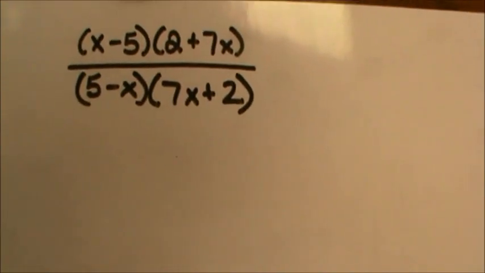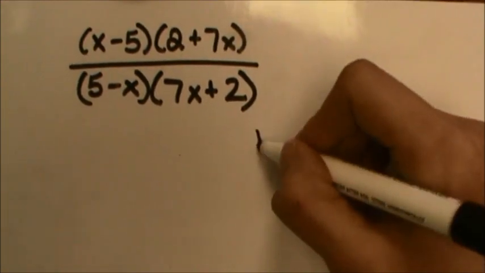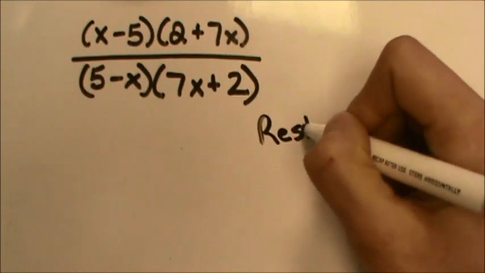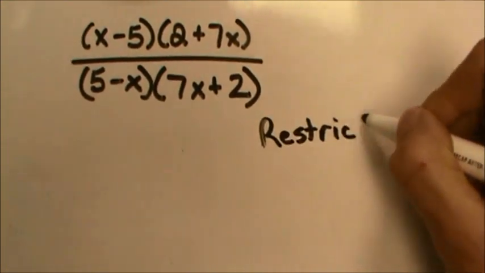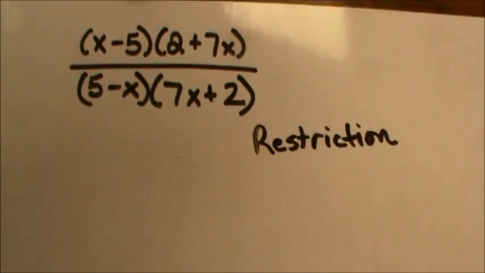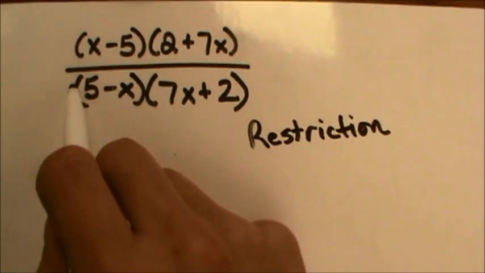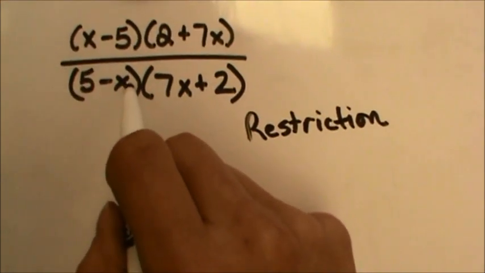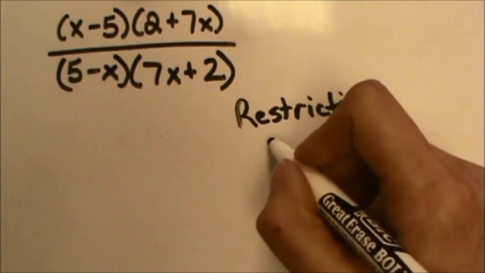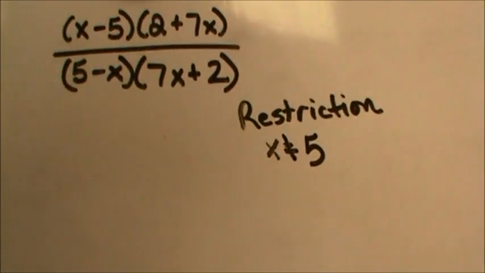Simplify, give any restrictions on the variable. First thing I'm going to look for are my restrictions. Remember, any value that would make the denominator 0, you must claim as a restriction. So in this case, I'm looking at 5 minus x. Well, here, if x is 5, then I'm going to have 5 minus 5, and that is 0. So x cannot be 5.